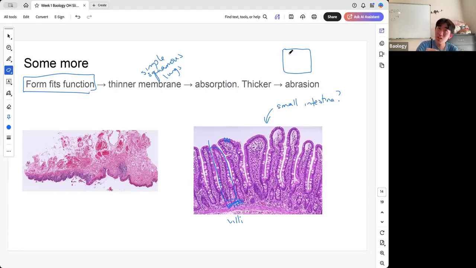I assume in the case of the lungs, the gas needs to pass through these cell layers in order to get to the blood. So in that case it's just passing through. So I guess a thinner membrane is kind of a misnomer, it's a thinner layer of cells. Okay, that's a good question.